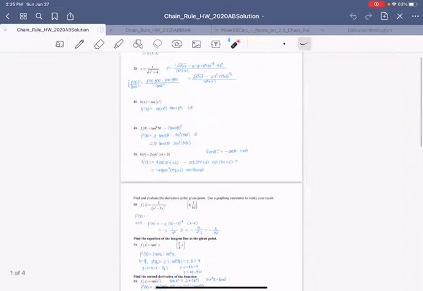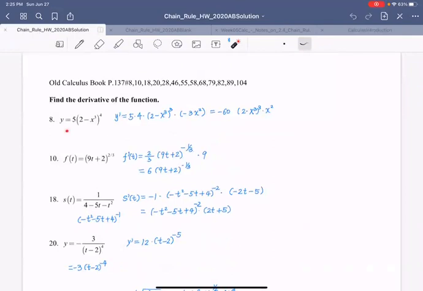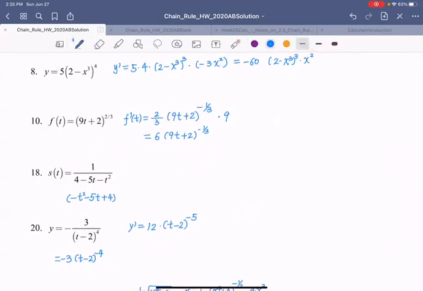Now let's look at the questions. Again, this is the chain rule. We already practiced several times. I don't think anybody should have any question. This is also easy. Let me see if a student can do this one correctly. Number 18.